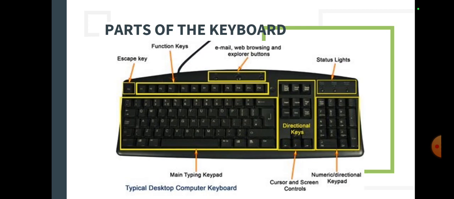And these are the parts of the keyboard. This picture shows the escape key, function keys, email, web browsing and explorer buttons, status lights, directional keys, cursor and screen controls, numeric and directional keypad, and main typing keypad.